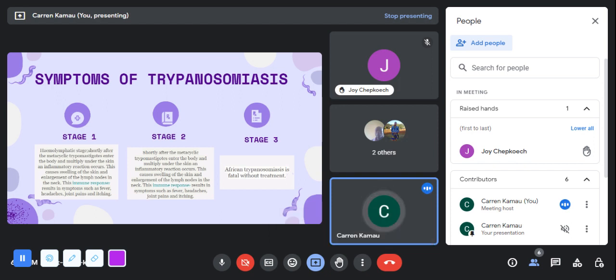Stage 2 now: shortly after the metacyclic trypomastigotes enter the body and multiply under the skin, an inflammatory reaction occurs. It is still the same. And lastly, without treatment, trypanosomiasis can be fatal and it can cause neurological issues.